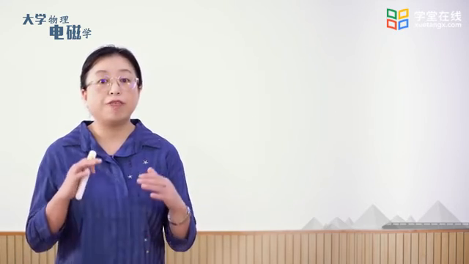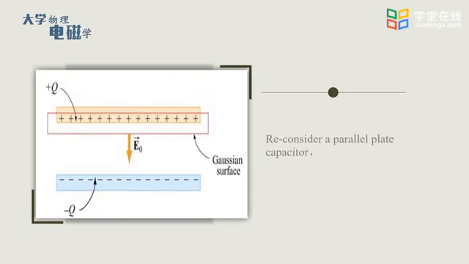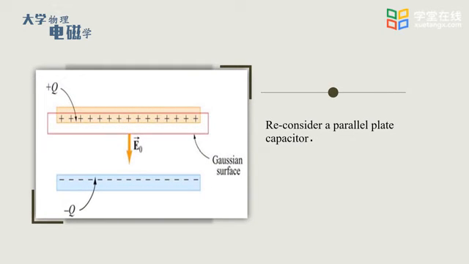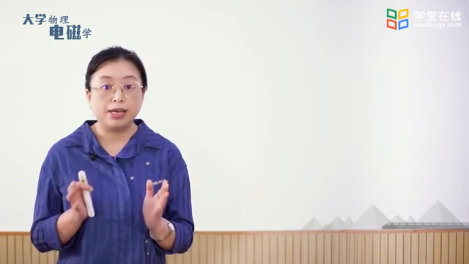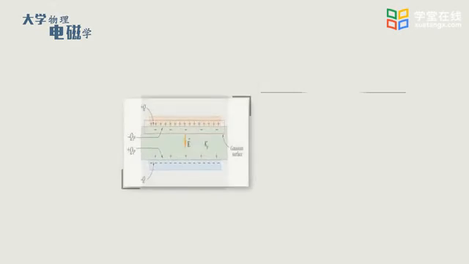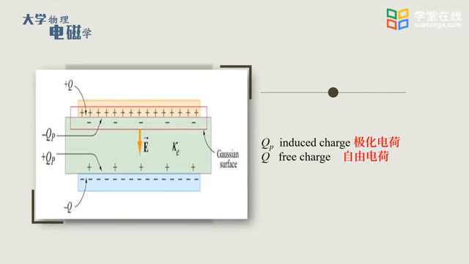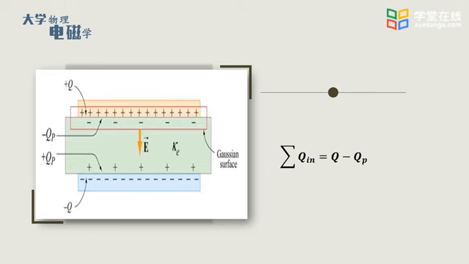In the last section of this lecture, let's reconsider a parallel plate capacitor. By applying Gauss's law, we have got the value of the electric field E0 in the region between two plates. E0 equals sigma over epsilon 0. If we insert a dielectric between two plates, as shown in the figure, there is an induced charge QP of opposite sign on the surface due to the polarization. Compared to the induced charge QP, we call Q the free charge. So the net charge enclosed by the Gaussian surface is Q minus QP.